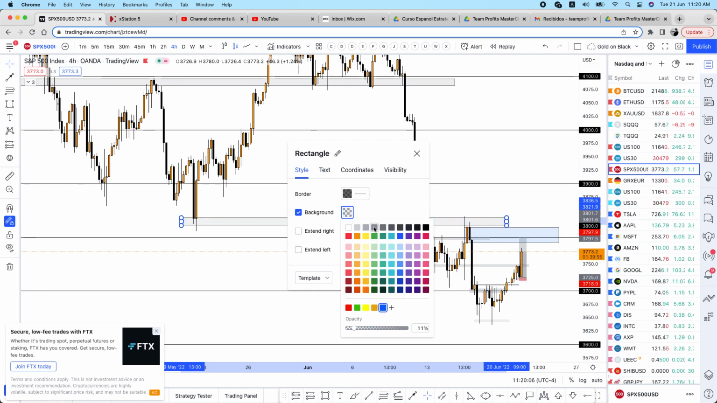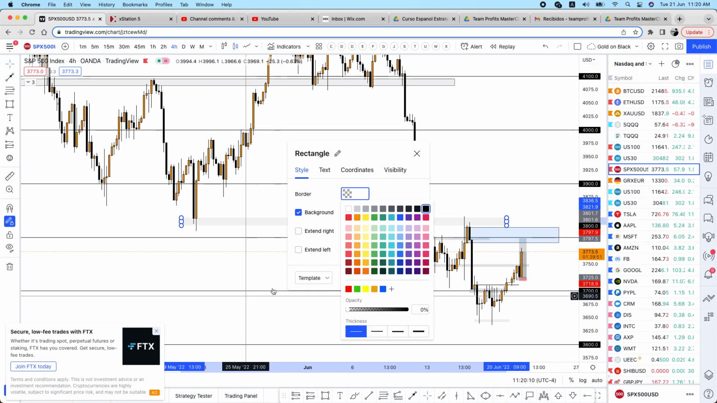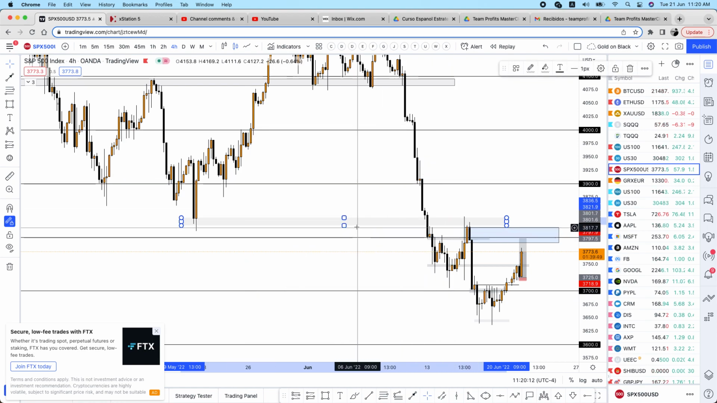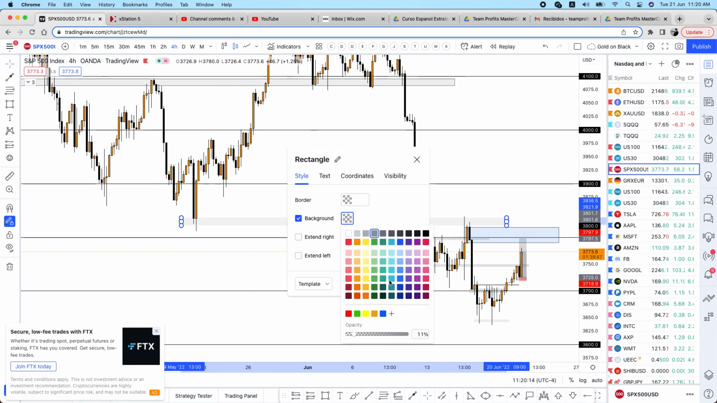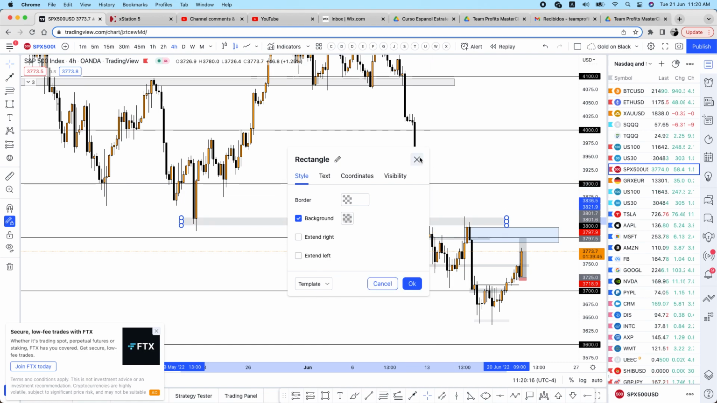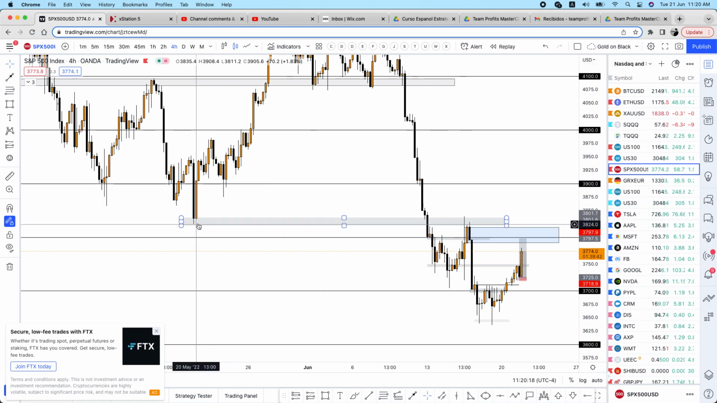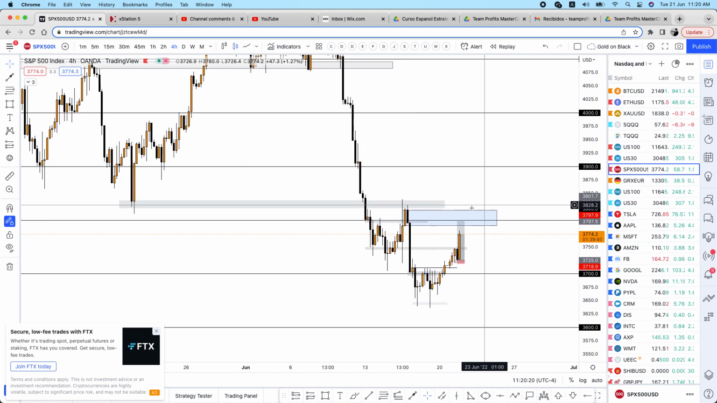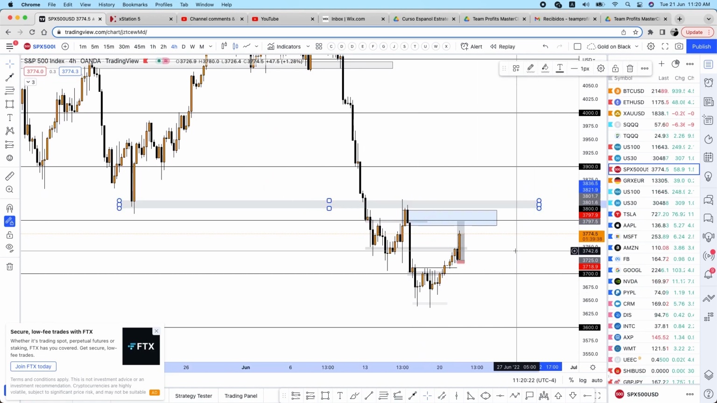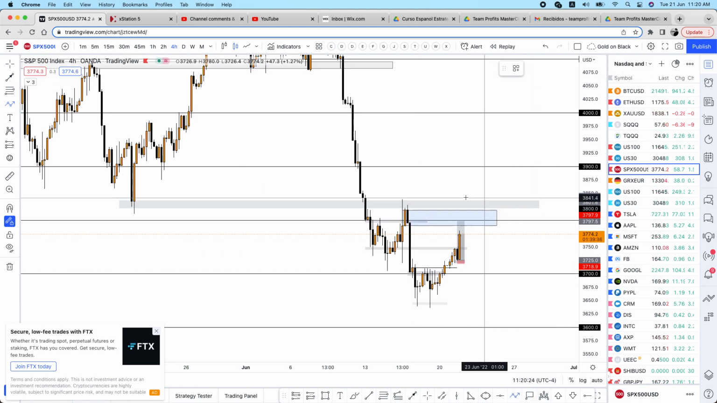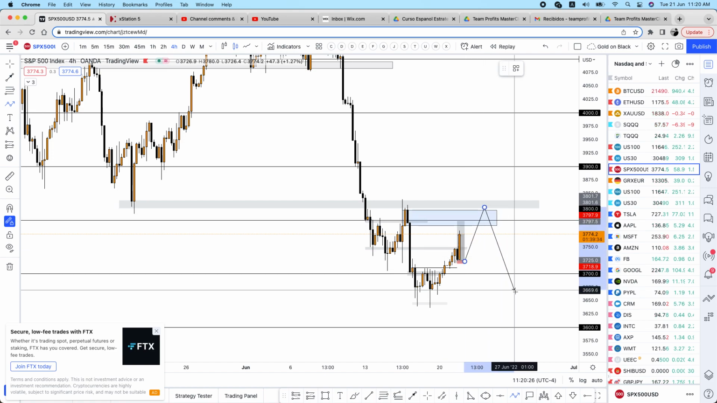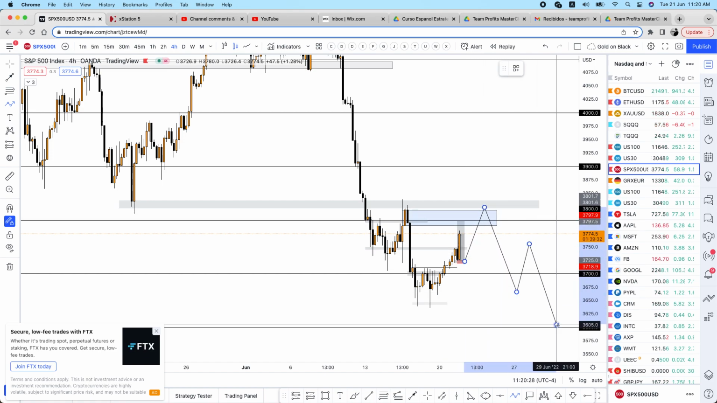Let me change the color of this. Okay, so we have a huge strong support, resistance. So the market could be reaching that level, could definitely be reaching that level before reacting and going back down again.